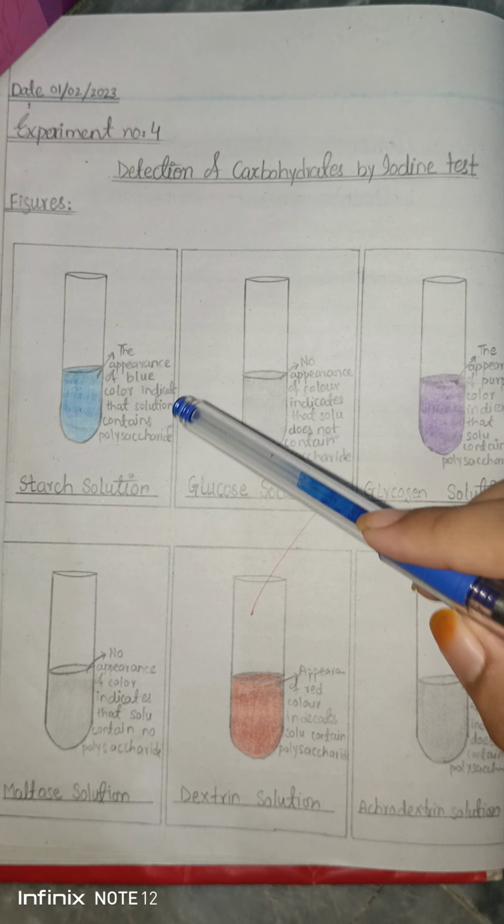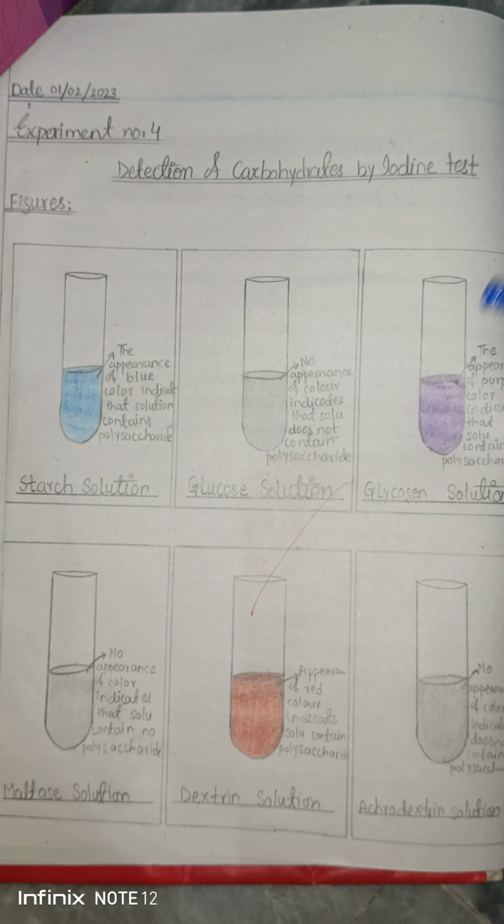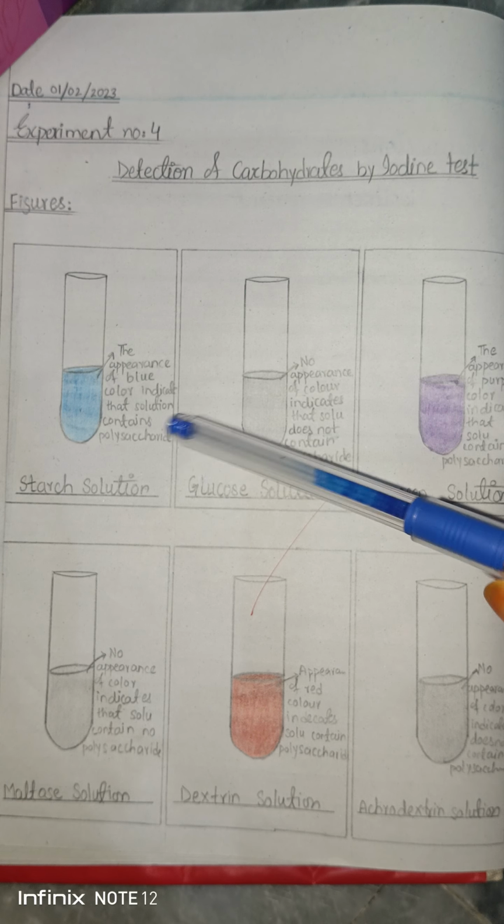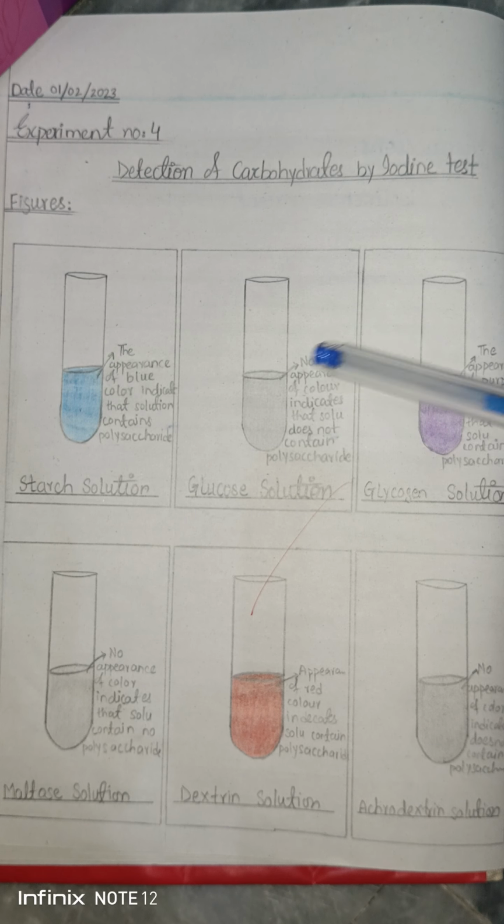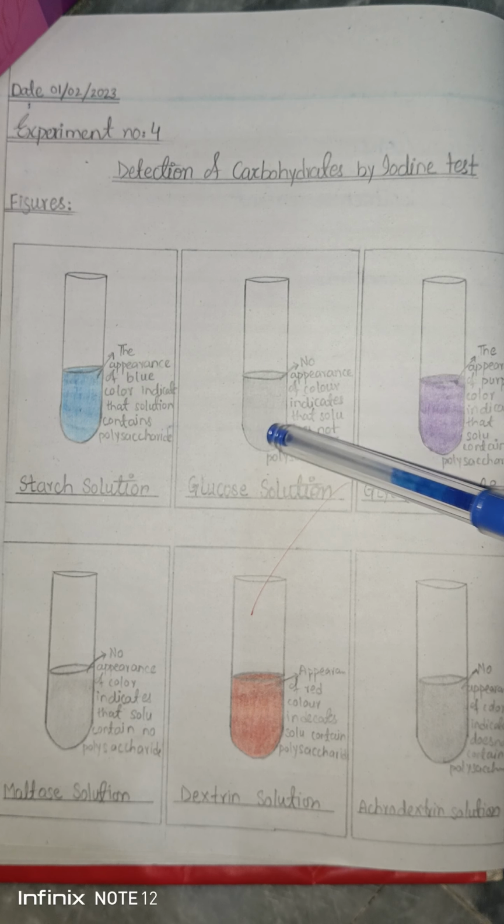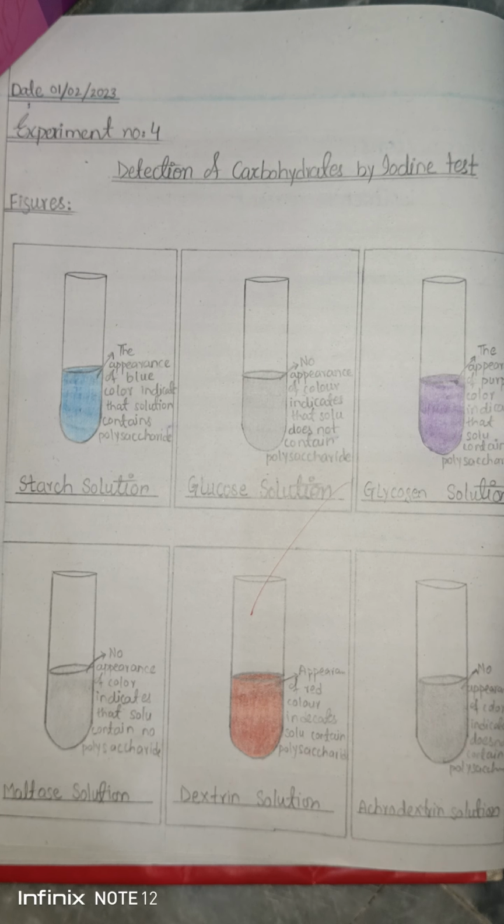So always, blue color indicates starch, purple color indicates glycogen, and red color indicates dextrin. In this way we have performed this experiment, and you will write that the appearance of blue color indicates that it is a starch solution. The appearance of no color indicates that it is not a polysaccharide. So in every test tube you will write the reason for the appearance of color and the reason for the no appearance of color.